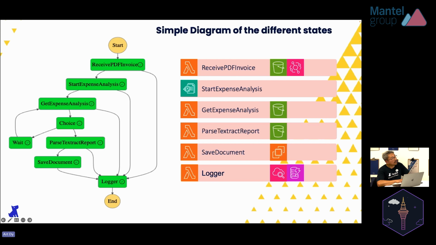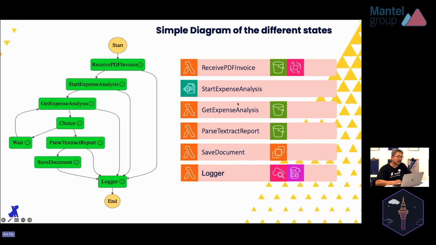To explain all these steps: receive PDF invoice is the step that validates the actual PDF file. We need to validate if this is something we can process, or whether it comes from a valid source, and so on. It interacts with S3. It's triggered via EventBridge when something is put in S3, which starts the entire workflow, and the first step is receive PDF invoice.